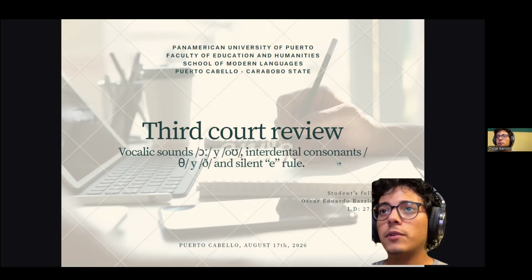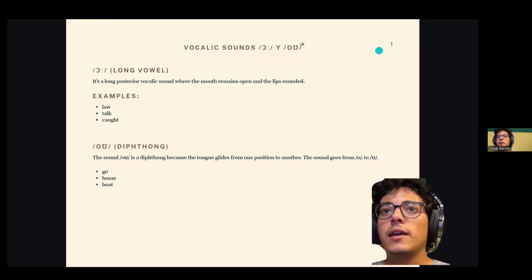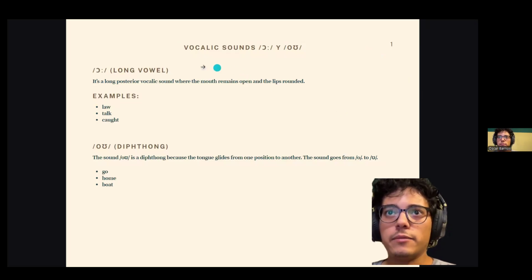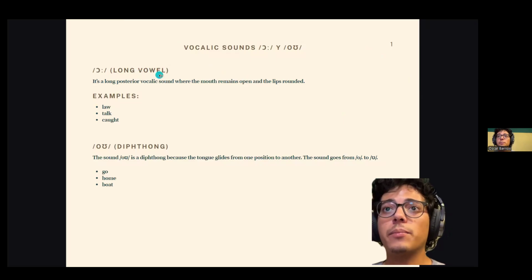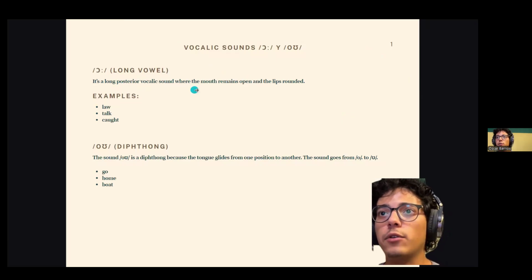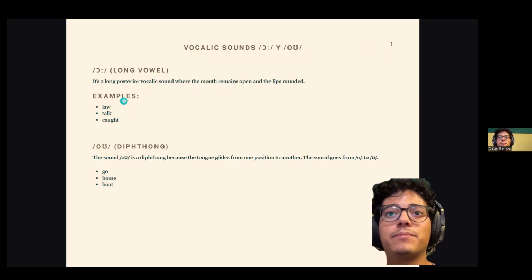So let's quickly begin with the vocalic sounds that we have studied. Let's begin by explaining the correct pronunciation of the long vowel sound. This is a long posterior vocalic sound where the mouth remains open and the lips rounded. So we can look at this in practice. I have brought up some examples to practice.